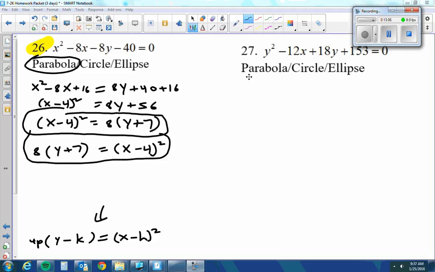So, like on these two steps, identify the shape, and then figure out what form you're after before you start the algebra.